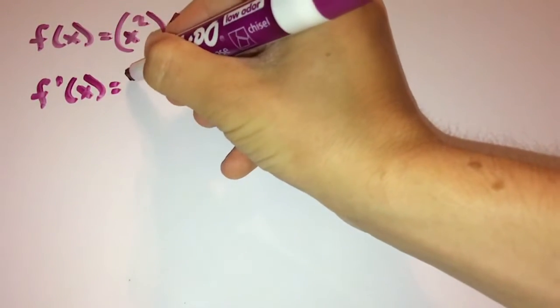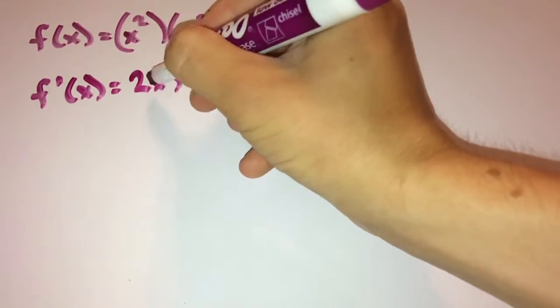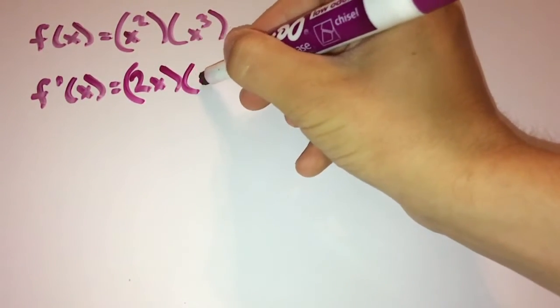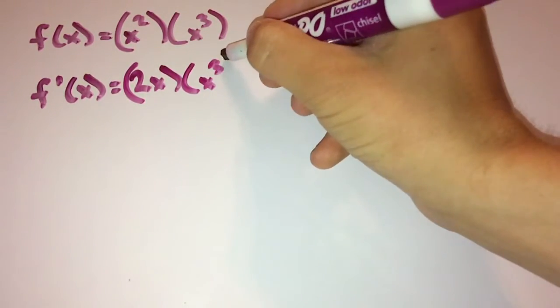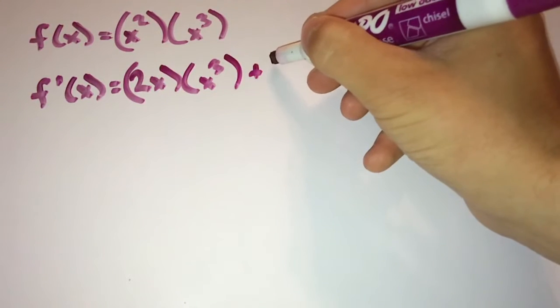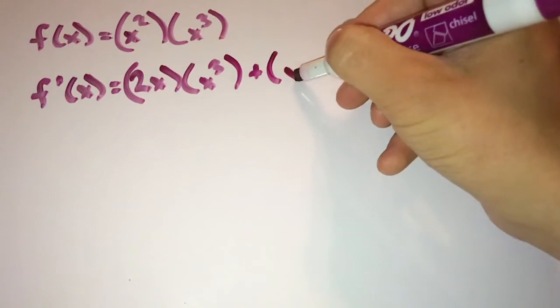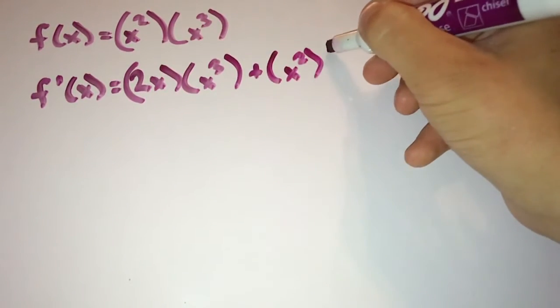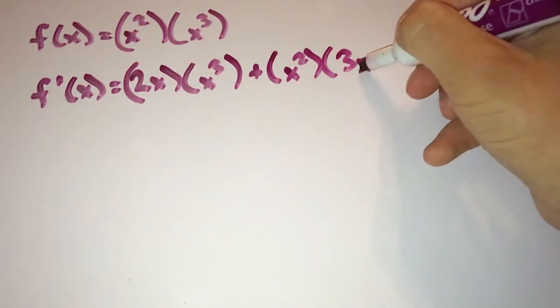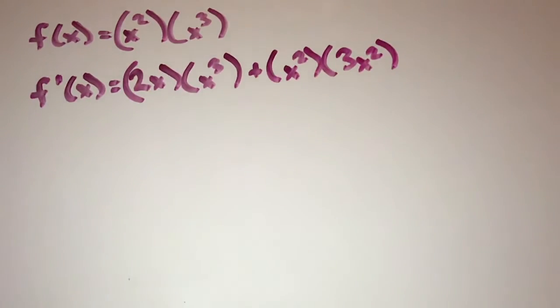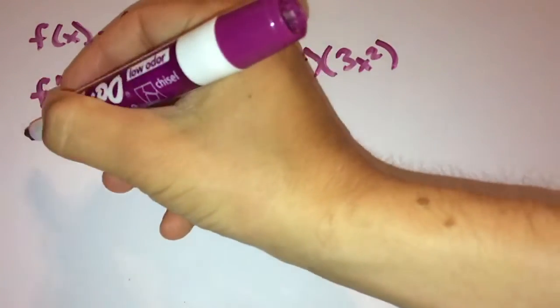So we'll take the derivative of x squared, which is 2x, multiplied by x cubed. So we'll add it to x squared multiplied by 3x squared. And that's our derivative, but we can simplify some more here.